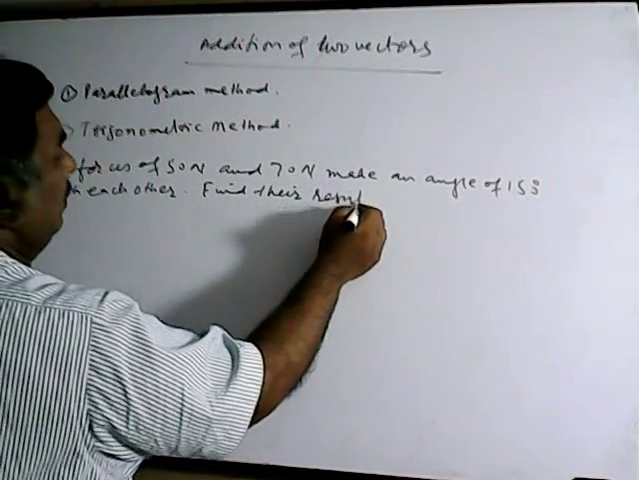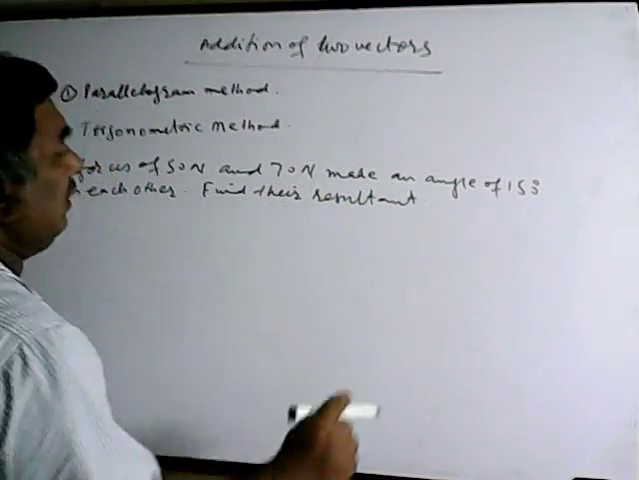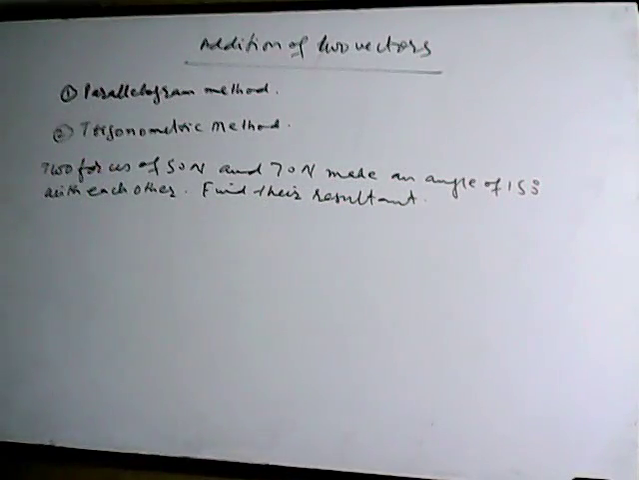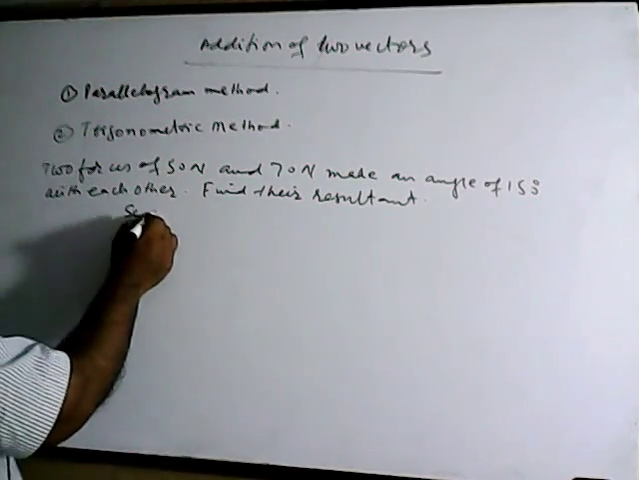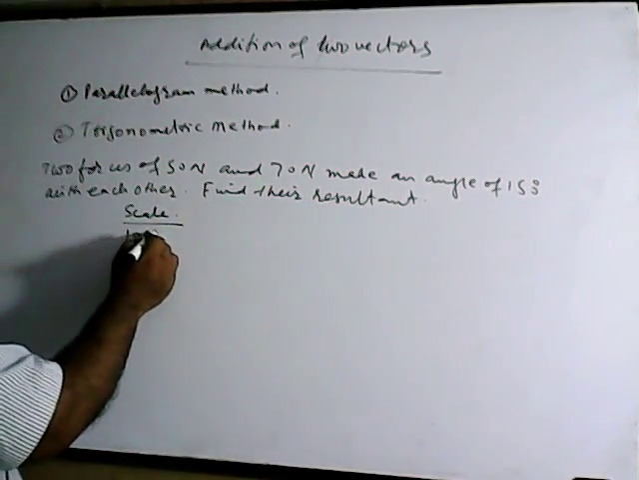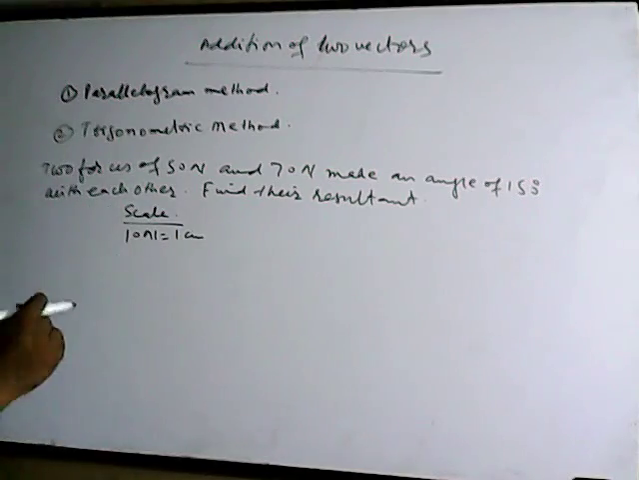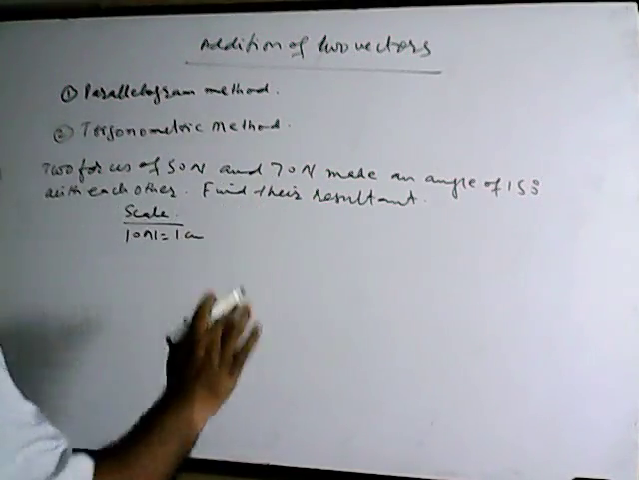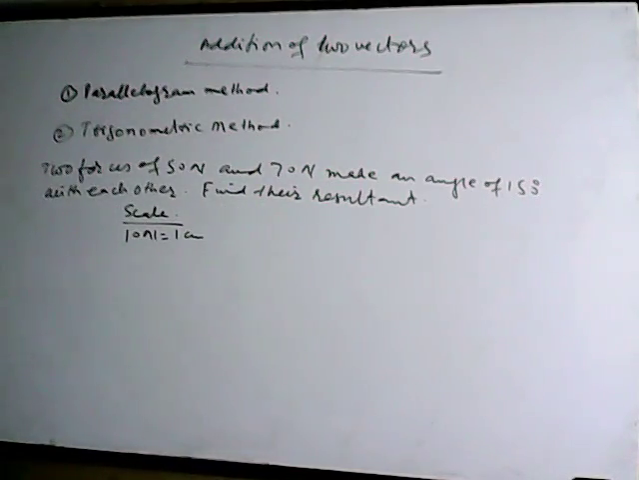The resultant means we have to find the magnitude of the resultant and also the direction. Now I will select the scale. The scale I am selecting is the same, 10 Newton is 1 centimeter. Always you should select a scale which divides both of these values, or you can take the HCF. So now my scale is 10 Newton is equal to 1 centimeter.